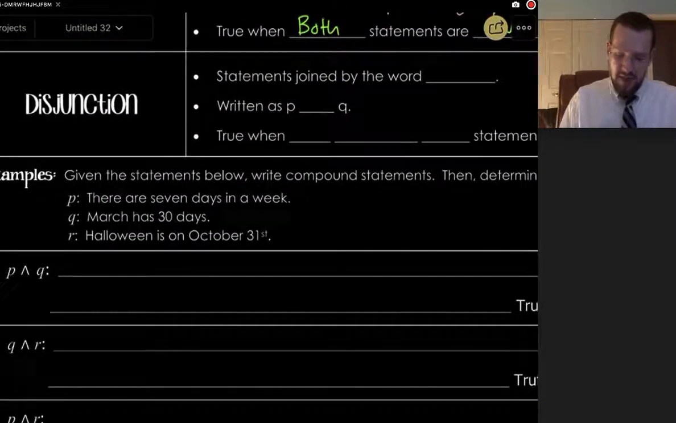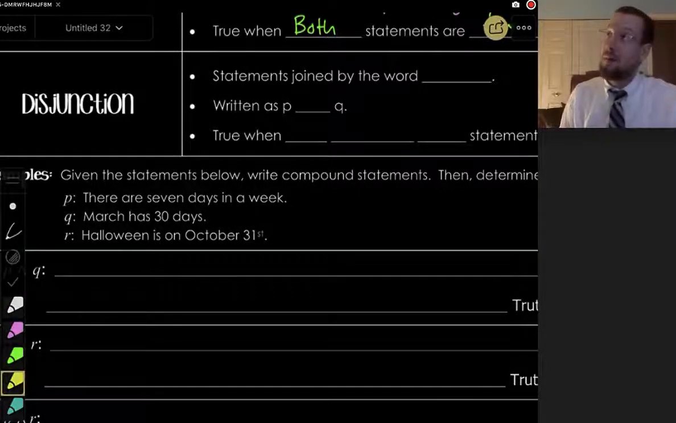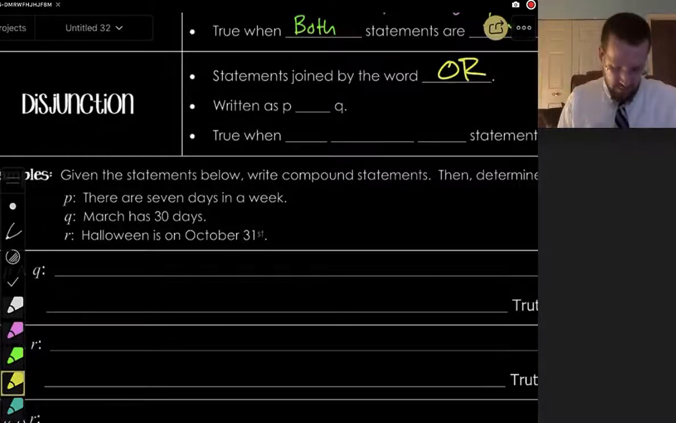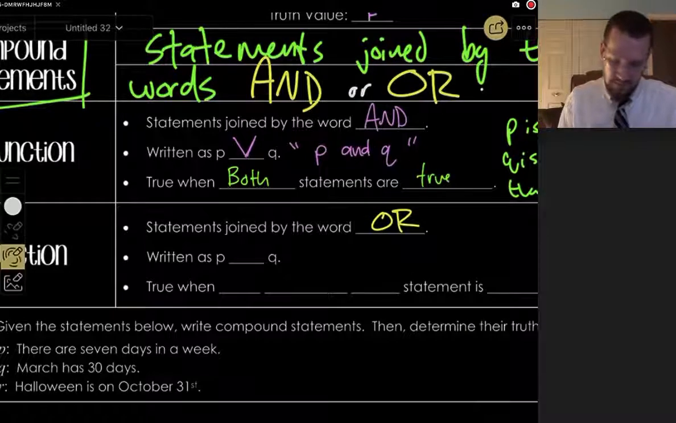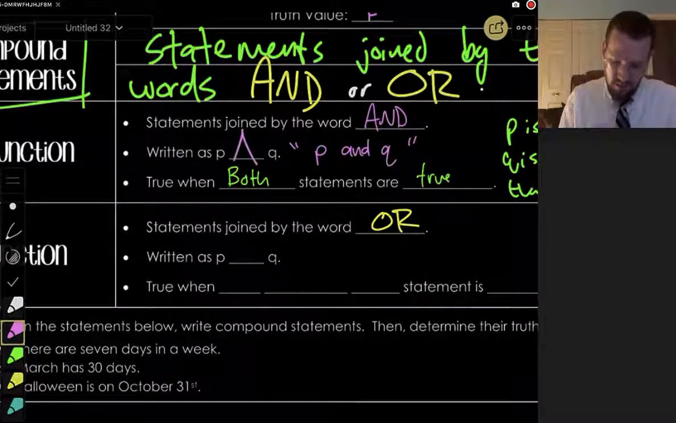And finally, we have the disjunction. These are things that are in juxtaposition, at odds with one another. So these are put together by the word or. And oh no, I did this one wrong. That's my bad. This is a big A without the little crossbar.